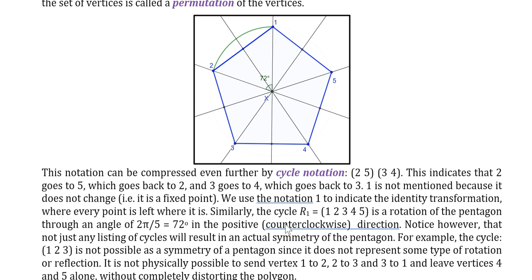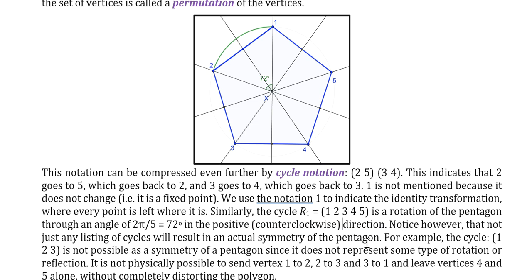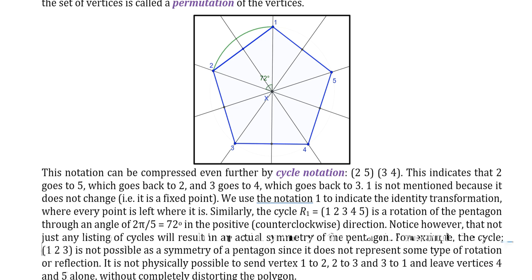So that's a rotation of the pentagon through an angle of 2 pi over 5, or 72 degrees, in the positive counterclockwise direction. Notice, however, that not just any listing of cycles will result in an actual symmetry. So (1 2 3), for example, that cycle doesn't work. 1 goes to 2, 2 goes to 3, and 3 goes back to 1. If you try to leave 4 and 5 alone, it just wouldn't work. It won't be a pentagon anymore, much less the same pentagon.